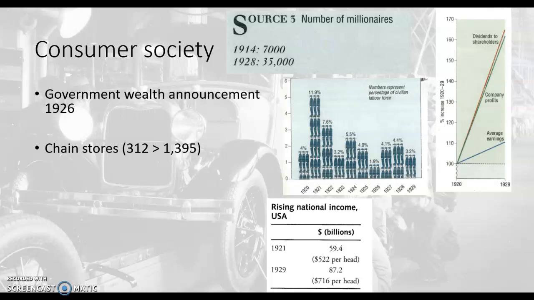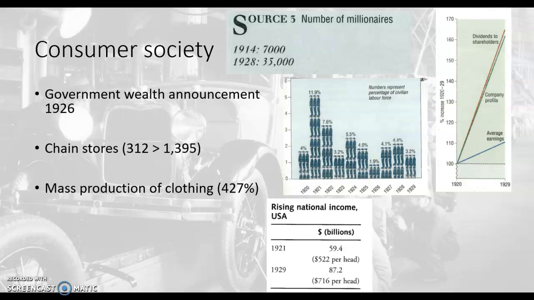So let's have a look at some specific evidence, and one way in which the consumer society prospered was through chain stores. And in the 1920s they rose from 312 in total to 1,395. And in particular, clothing was produced on a mass scale. Manufacturers recognised that you could produce lots of the same size dresses that would meet the needs of a high proportion of the population.